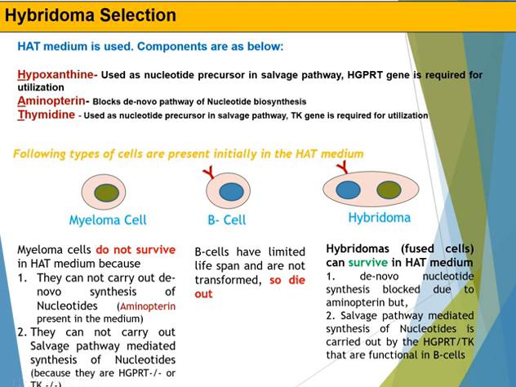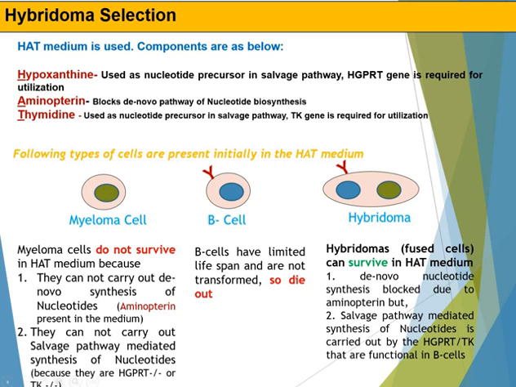Okay, through the de novo pathway. Of course, hypoxanthine and thymidine are there for their utilization by the salvage pathway. But we have deliberately selected the myeloma cells as TK negative or HGPRT negative. They are mutated in HGPRT and TK, so they cannot use hypoxanthine and thymidine either. So in a HAT medium, myeloma cells cannot survive because their de novo pathway doesn't work, and their salvage pathway cannot work because of these mutations.